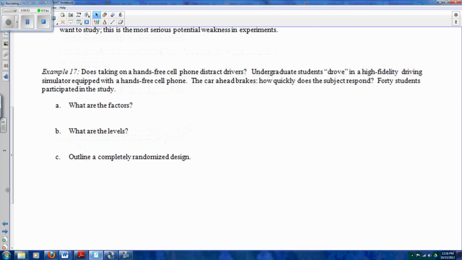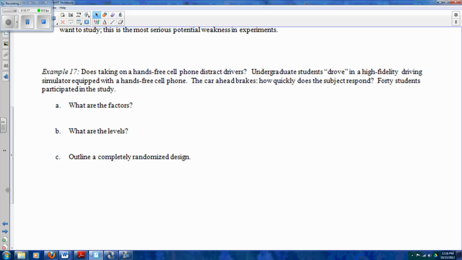Okay, so example 17. Does talking on a hands-free cell phone distract drivers? Undergraduate students drove in a high-fidelity driving simulator equipped with a hands-free cell phone. The car had brakes. How quickly does the subject respond? 40 students participated in the study.